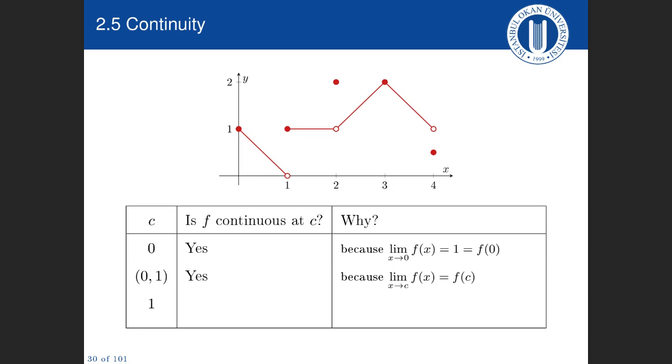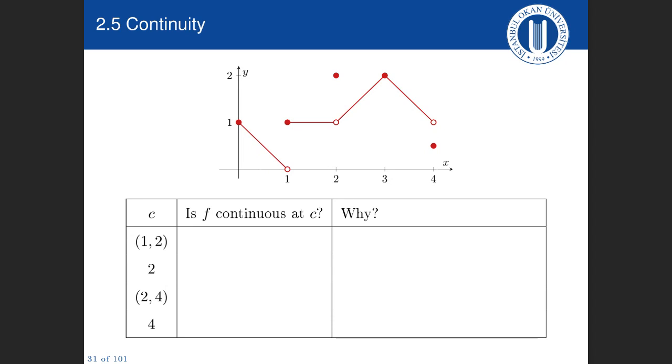What about at 1? Is f continuous at 1? The answer is no. Why? Because the limit does not exist at 1. Next: between 1 and 2, at 2, between 2 and 4, and at 4. Between 1 and 2, yes, it's continuous, the function is defined, the limit exists, and the two numbers are equal.